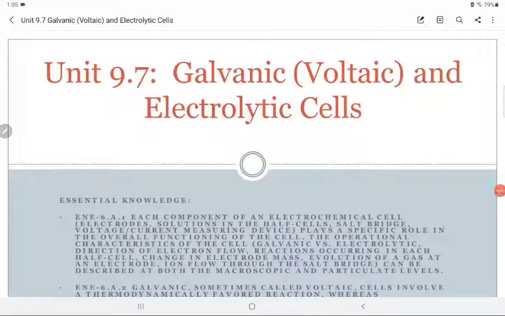Unit 9.7, shifting gears from what we've been talking about before. At least it seems like we're shifting gears, but not really. It's equilibrium, it's energy, but in this case, we're going to revisit some of the oxidation reduction things we did earlier in the year and show how we can utilize those reactions to actually provide energy for some sort of work.